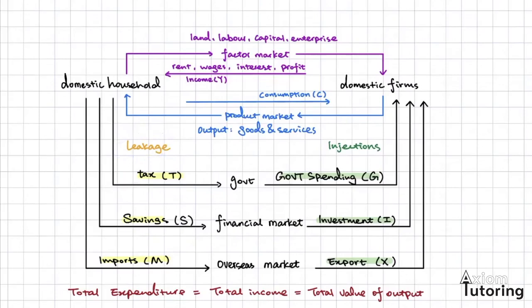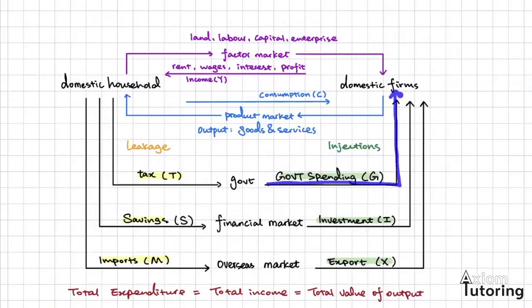Fortunately, spending will also enter the circular flow in the form of injections. Again, there are three types of injections. The first is government spending, the second is investment, and then finally we have exports. Well, the government purchases goods and services from domestic firms, and this creates additional demand for their output.